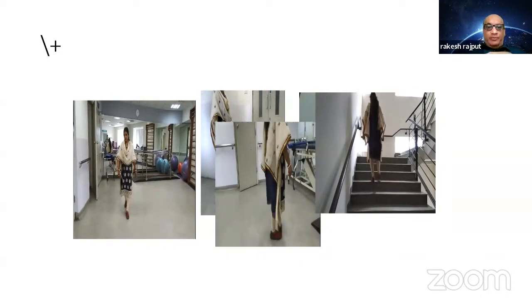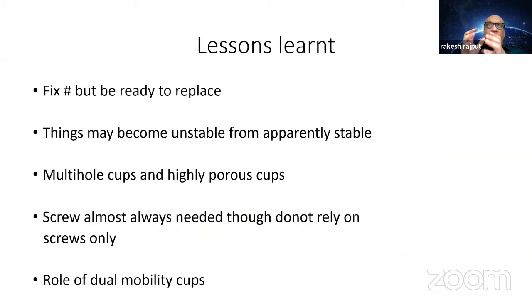So that's her mobility. So the lessons we've learned from the posterior wall component is that you should still try and fix them because most of them will be fixable, but be ready to replace, particularly in cases presenting late. So if they're late presentations, then I think you should have a very low threshold for fixation.